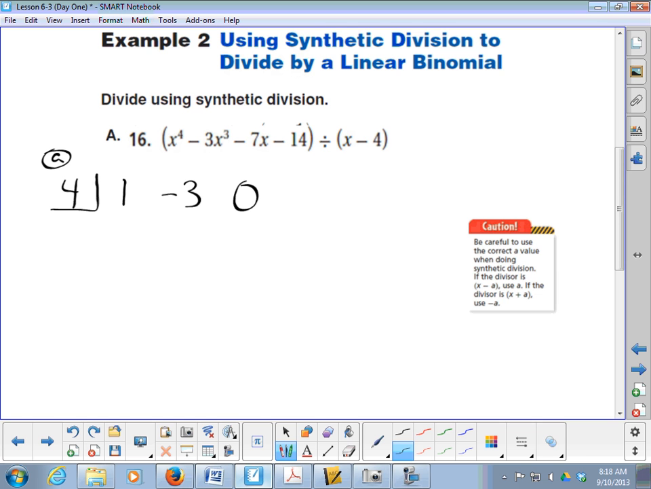In synthetic division, we have to put a 0 in there for our coefficient of x squared. You can't forget that. If you forget it, you're going to be in trouble. Coefficient of x, negative 7, and then the constant is negative 14. Now skip a line and draw a long line, kind of like a fraction bar.